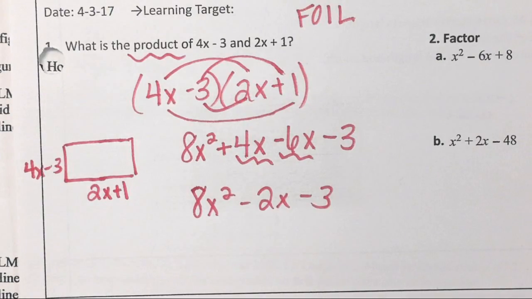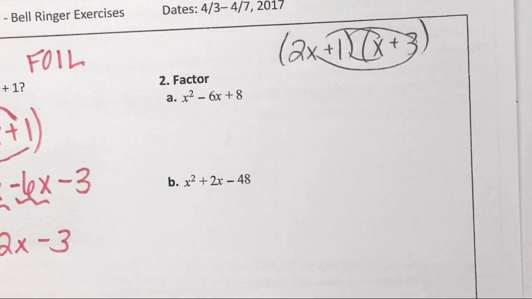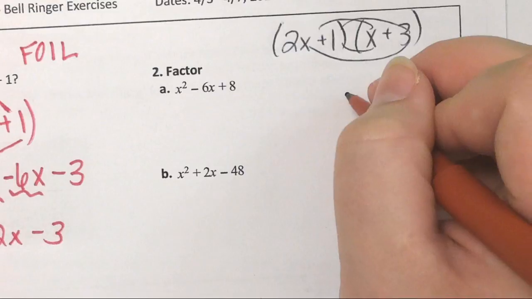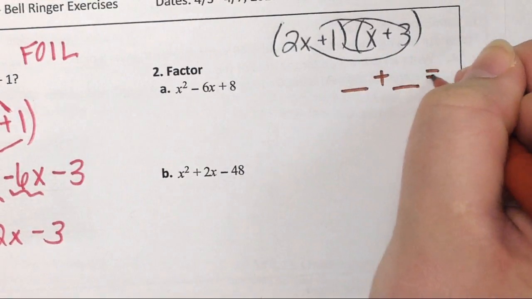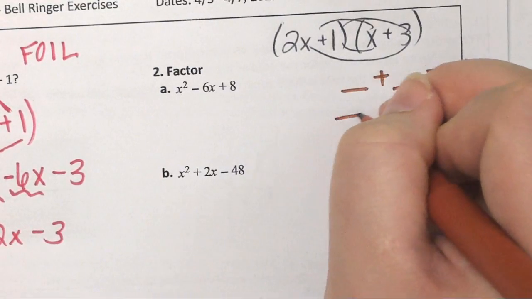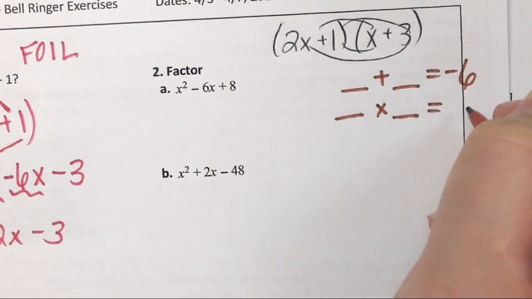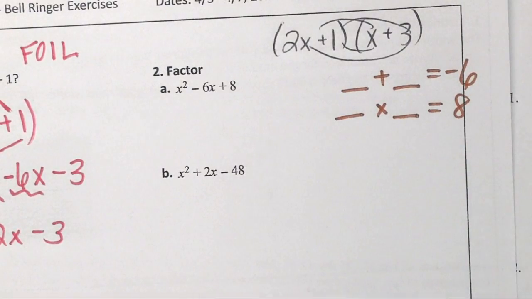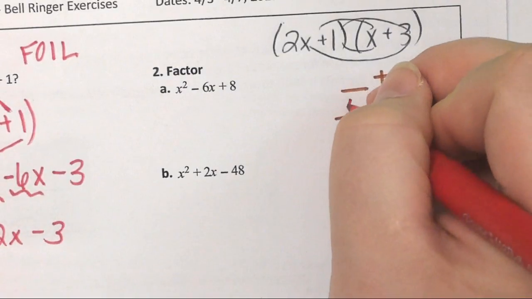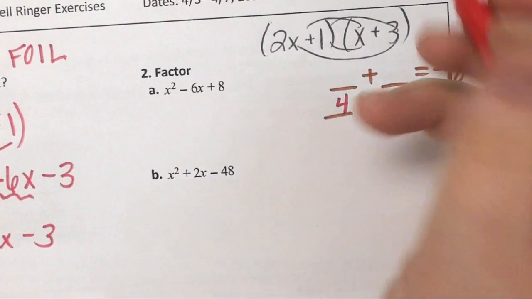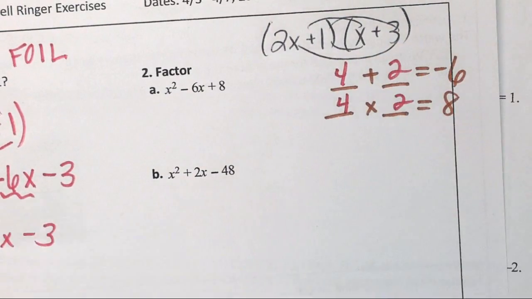Okay, on our second bell ringer question, it's got 2 parts, and I know you all like factoring, so I'm sure they've already done it. I need to know 2 things that add to give me that middle term, which is a negative 6. 2 things that multiply to give me the last term, which is an 8. Okay, what multiplies to 8? 4 and what? 4 and 2. Okay, 4 times 2 is 8, but 4 plus 2 is not negative 6.